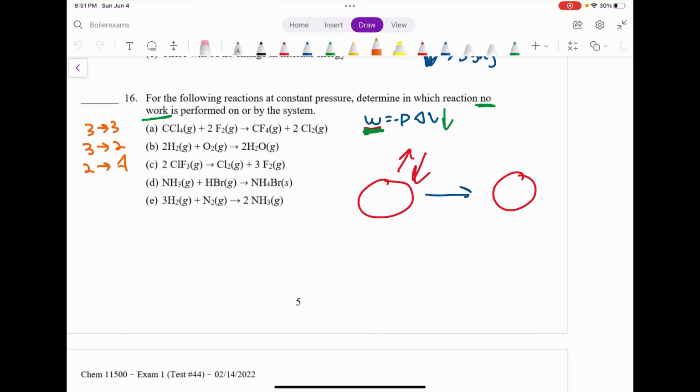For condition D, we have 2 moles going into 1, and here I'm just adding the stoichiometric ratios in case it's not apparent. And then in E, the last condition, we have 3 plus 1, we have 4 moles turning into 2, so we're going to contract there. The only condition in which we have the same number of moles before the reaction and after the reaction is A. Therefore, A is going to have the same volume as before as it does after. Same size balloon, no PV work done. 16A.